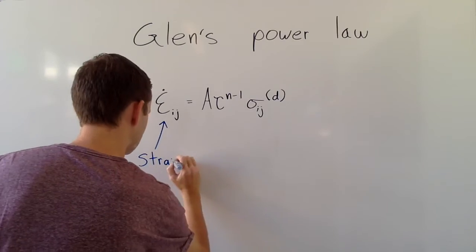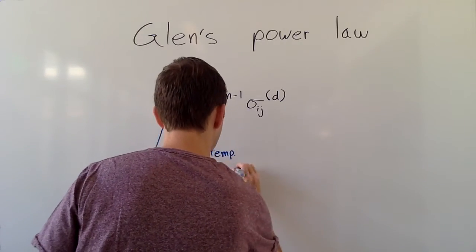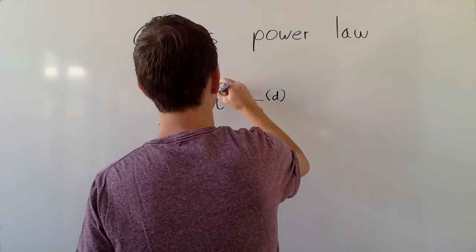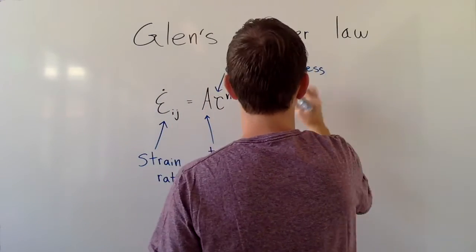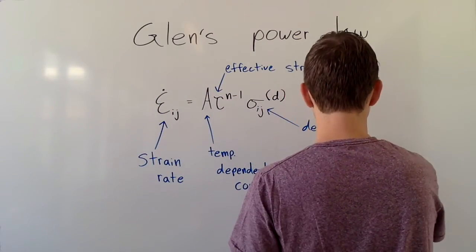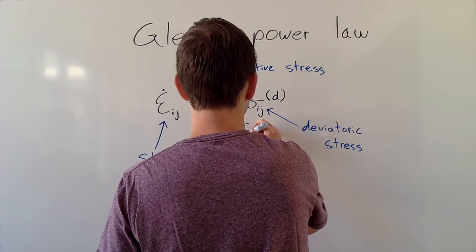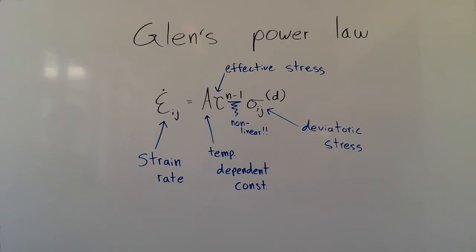In order to understand this relationship, it is helpful to define the terms involved. On the left we have the time-varying strain, or strain rate, as the rank 2 tensor epsilon ij. The strain rate is defined as the product of a temperature-dependent constant with the magnitude of the mean stress to the n-1, where n is a material-dependent quantity, multiplied by the second-rank deviatoric stress tensor.